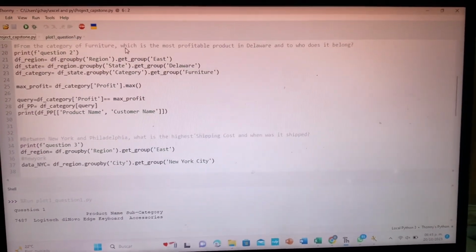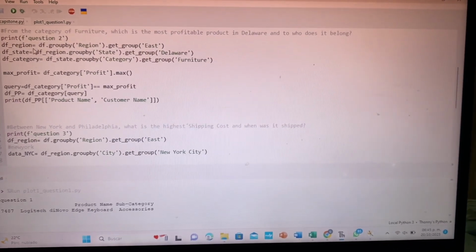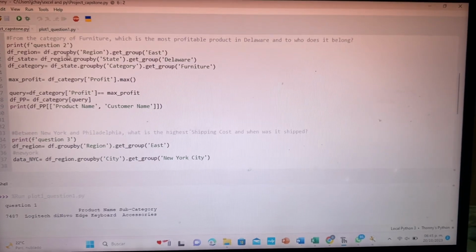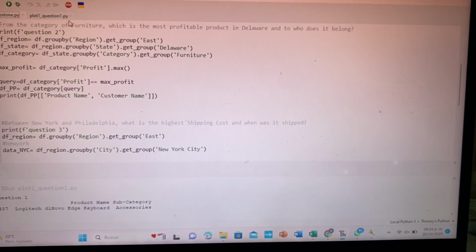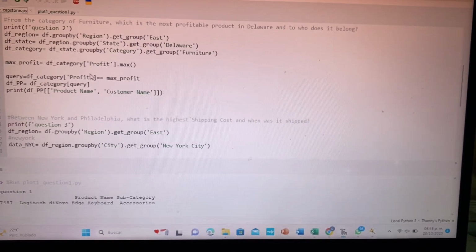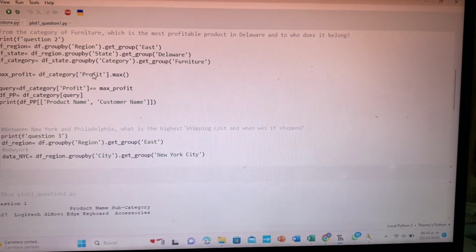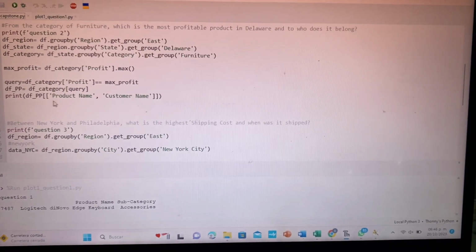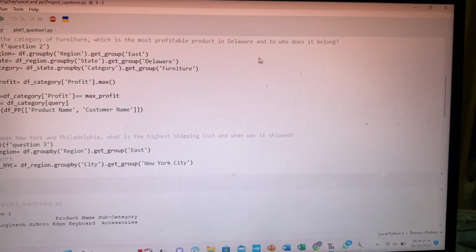Which is the most profitable product in Delaware, and to who does it belong? So I developed this question again as specifying the most I could. This time I required 3 group bys for region, for the state of Delaware, and then for the category of furniture, which is in this part of the question. And then I had to find the maximum profit from that category of furniture. And then with the use of queries, I found I could develop the answer to be the product name and the customer name, which develops to who does it belong.